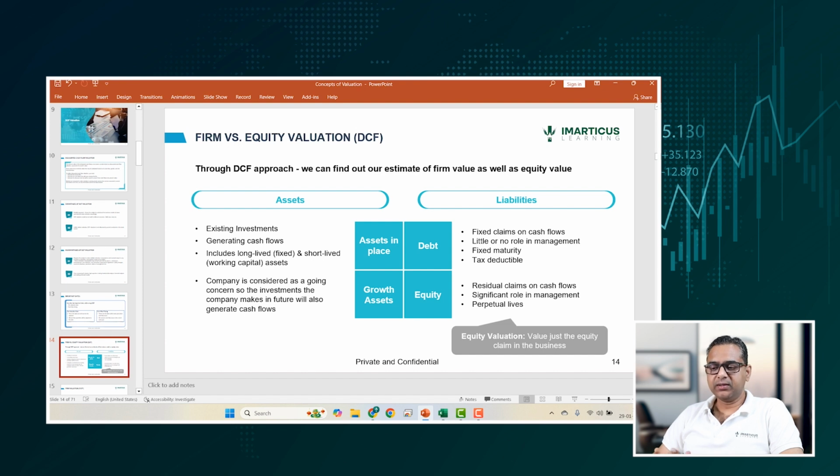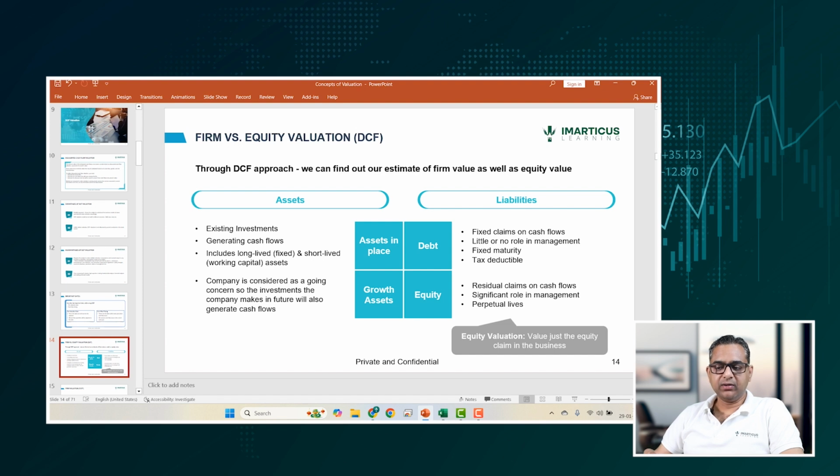Let's try to understand this better through how a balance sheet looks like. In the balance sheet, on one hand we have assets, and on the other side we have liabilities. Now, when we are doing valuation, we need to understand that the company is a going concern. So as of now, the assets we are seeing in the balance sheet of the company, those are existing assets. They are generating cash flows today. These include fixed and working capital assets, so current, non-current assets. So whatever we are seeing in the balance sheet, those assets are generating cash flows. Those are the existing assets.